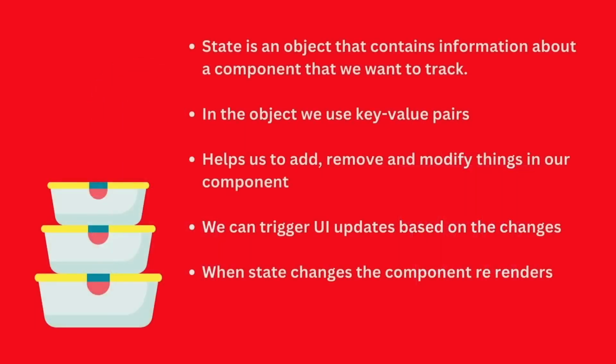It's totally fine if this all seems a bit overwhelming or confusing right now. It can be a lot of information to process. Let's stop for a moment and summarize what we have just learned. We have learnt that state is an object that is used to keep track of data about a component. We've learnt that by using state, we can add, remove, or modify things in our component more easily. And then we can trigger UI updates based on these changes. Additionally, we've also learned that when state changes, it causes the component to re-render.